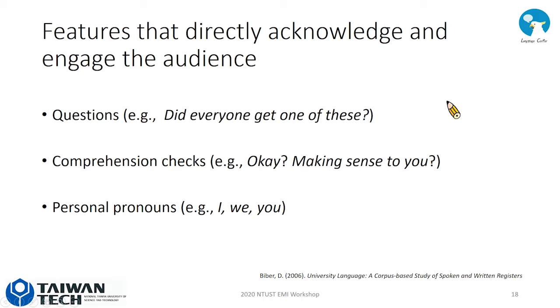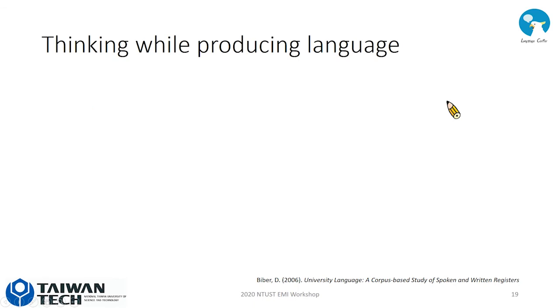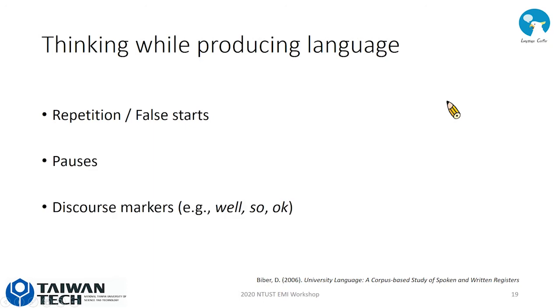So when you're writing your research paper, probably use third person a lot, but when you're talking, use I, we, you more. Okay? And also, as you all mentioned, you think while you produce your language, so you can use pauses, you can use markers like well, so, okay. All right? So that's all fine. Try to use those markers.